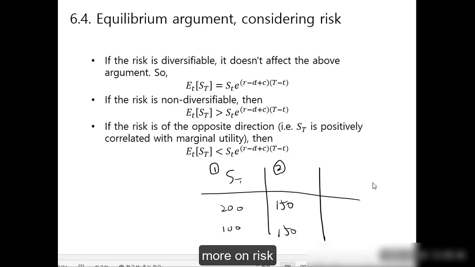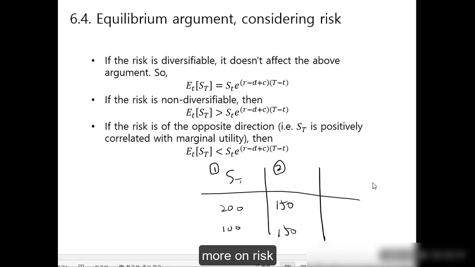Which one would you prefer, number one or number two? You have two possibilities. You may have contract number one, which gives you either 200 or 100. Contract number two, which gives you 150 all the time. Which one is better for you? If this is not your total income, you have extra income, and this is only a small part of your income, then it depends on what happens to your other income.